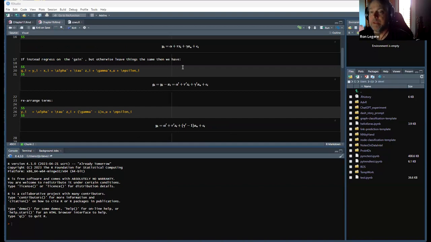So clearly tau prime and tau have to be the same. So you get the same estimate of the effect of the treatment. It doesn't matter whether you do it as a function of gain or as a function of outcome, as long as you've included the pre-treatment variable in your regression. So that was pretty straightforward.